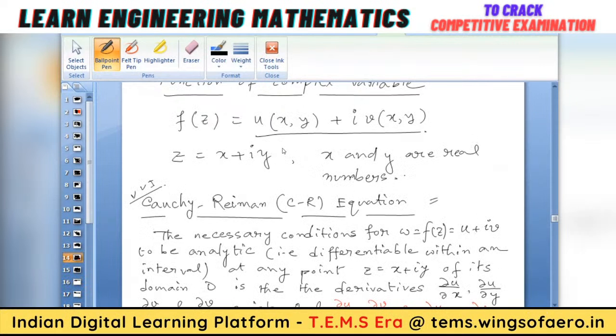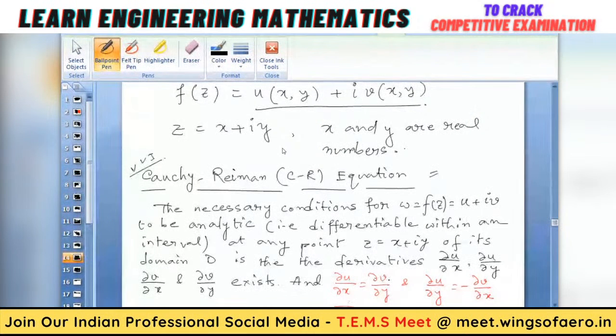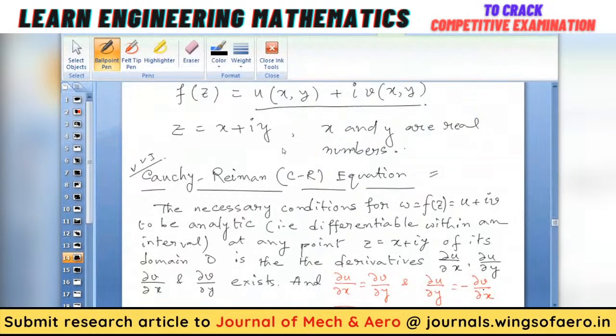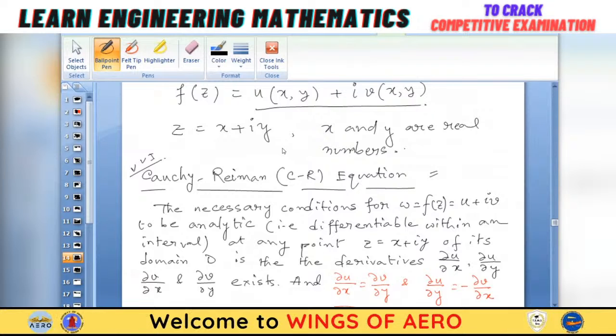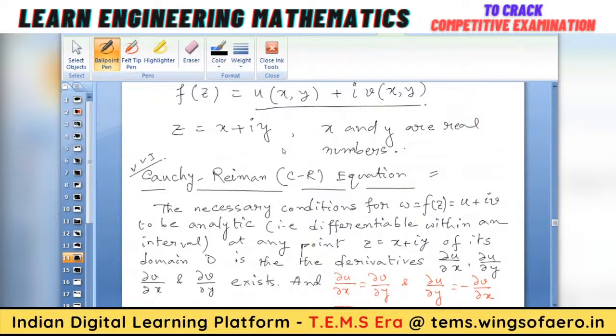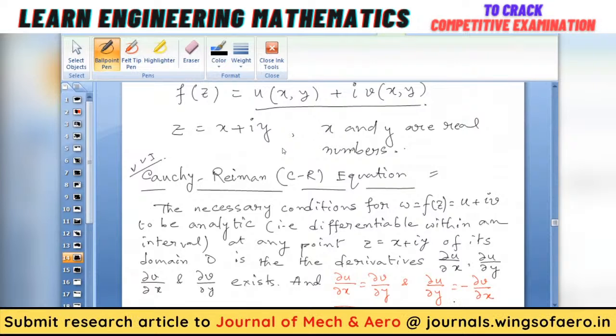Now look at this 14th slide, the CR equation. Del u by del x is equal to del v by del y, and del u by del y is equal to minus del v by del x. If these two conditions are satisfied by a complex function, then we can say that the function is analytic. But not vice versa. If these conditions are satisfied, then it is analytic, but if the function is analytic, we can't say it always follows this rule. The condition is necessary only.